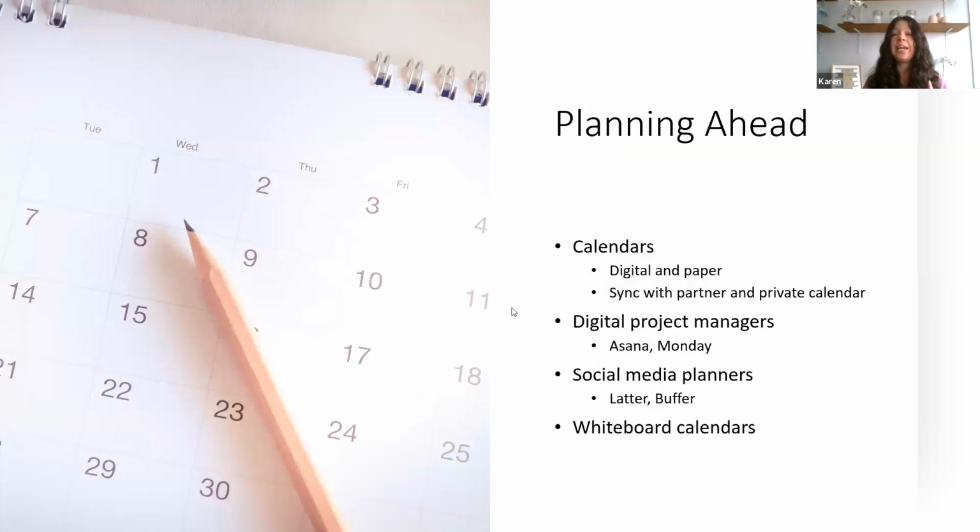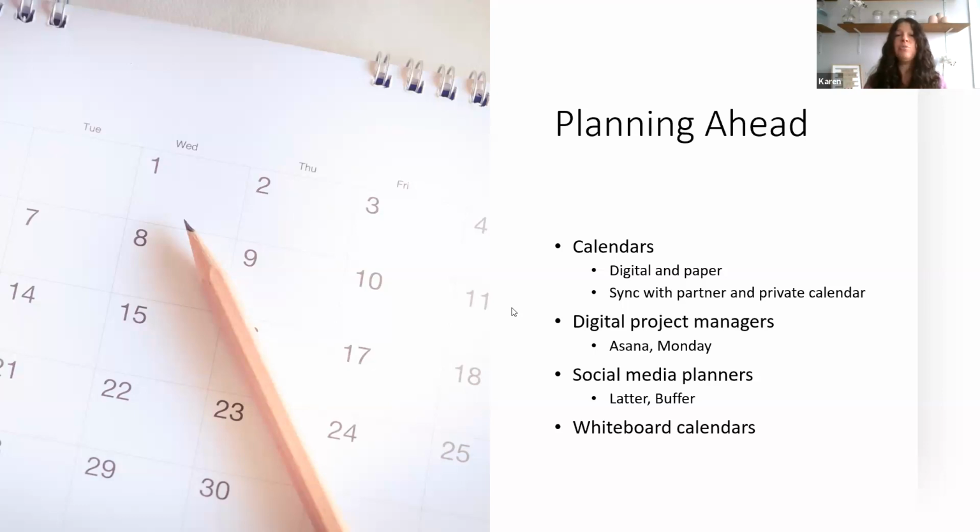Now, when it comes to planning further ahead, not just our work day, calendars, of course, are a brilliant tool. Both digital and paper work really well. I really recommend trying to sync your calendar with your partner, but also your private calendar so that you don't double book yourself. And then also when your partner is aware of everything that is going on in your business, then maybe they can be a little bit more supportive with you.